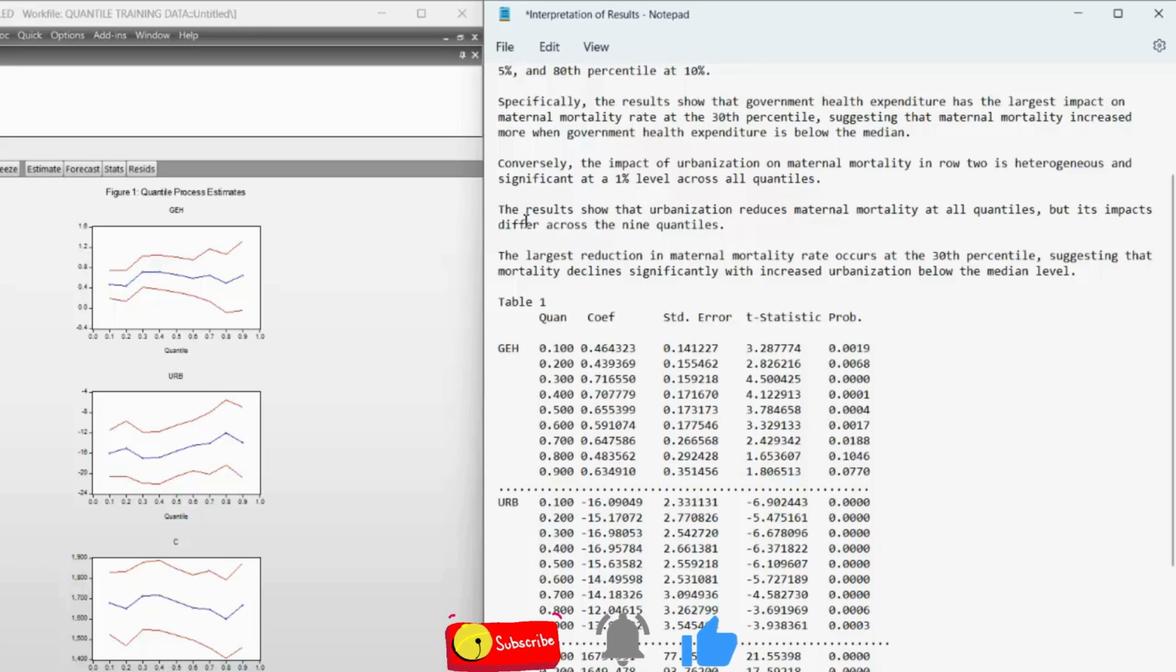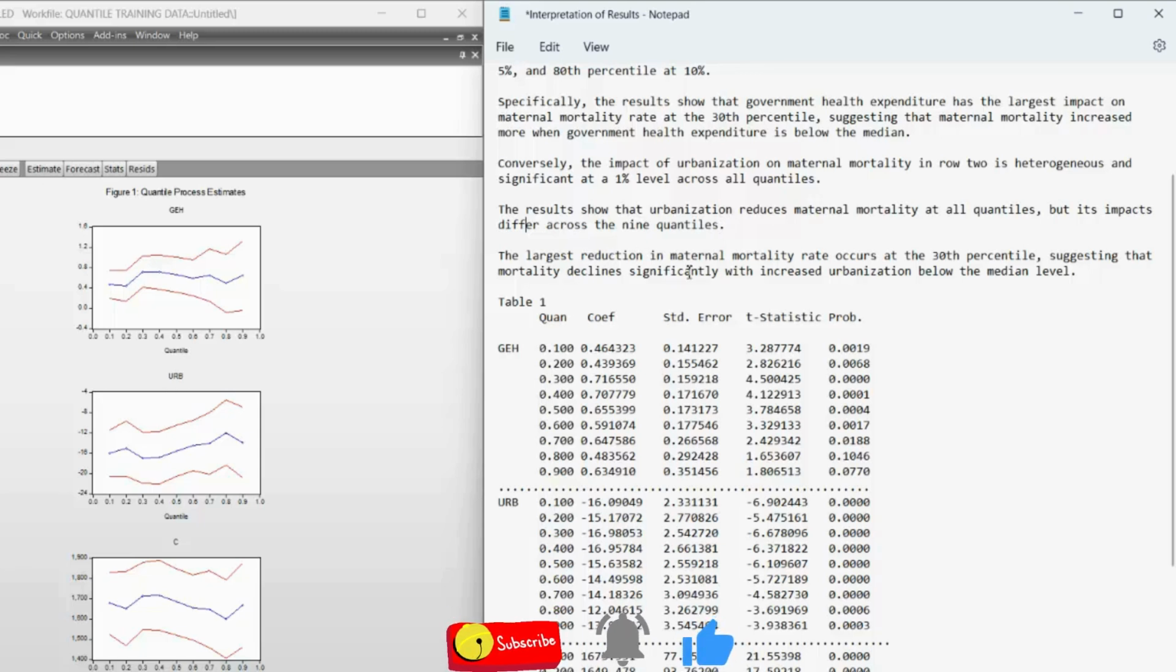Look at the next sentence. The research shows that urbanization reduces maternal mortality rates at all quantiles because the coefficients are negative. But its impact differs across the 9 quantiles. That's why we say they are heterogeneous. Let us look at the absolute values now. 16 is greater than 15, is greater than 13, is greater than 14. 14 is greater than 12. You understand? 15 is greater than 13. So that's why we say the impact differs across the quantiles.